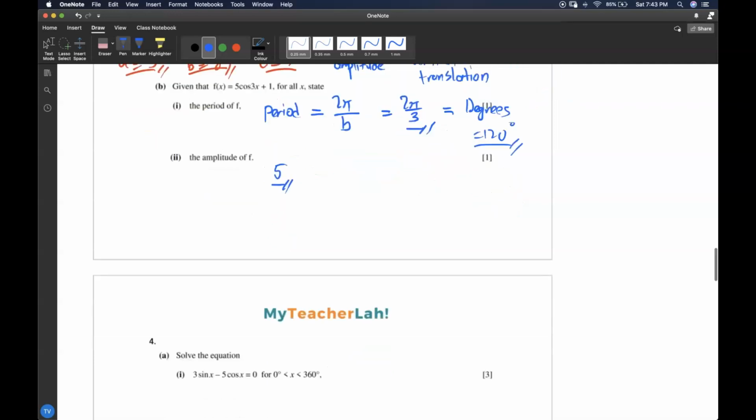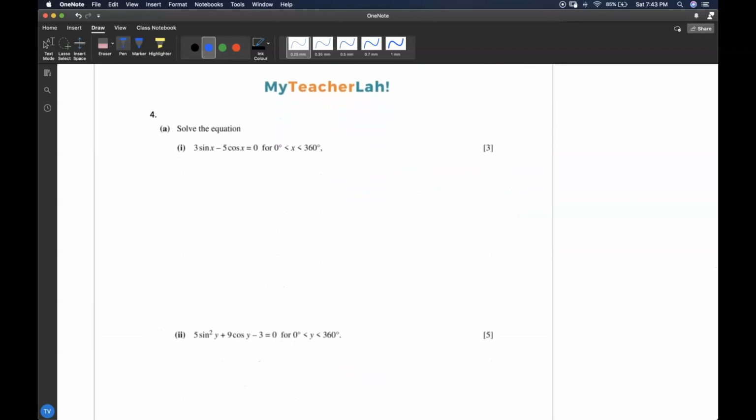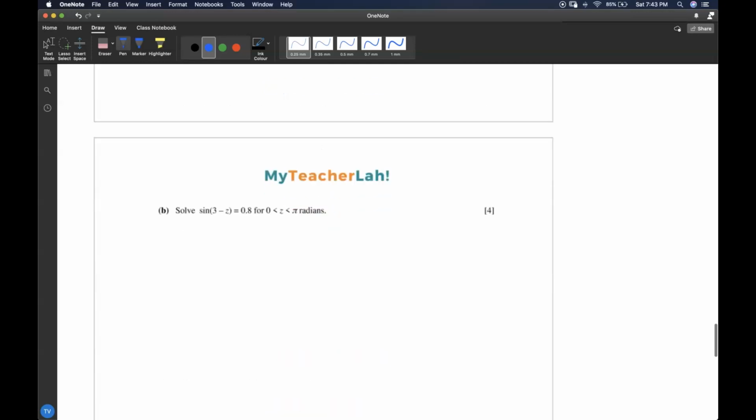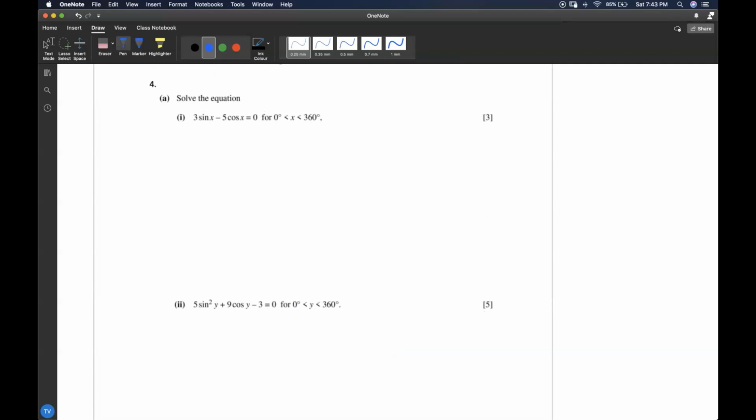And we are at the final question, which is question number 4. Is this the final one? Oh, yeah, it is the final one. Okay, so solve the equation. Now, one of the things that I really dislike about trigonometry is that when it comes to solving equations, it can become a bit tedious.